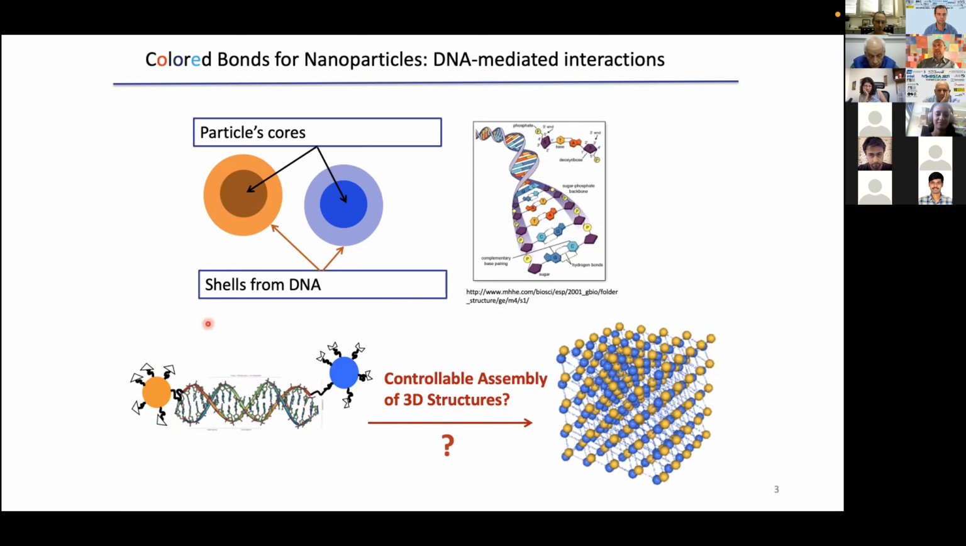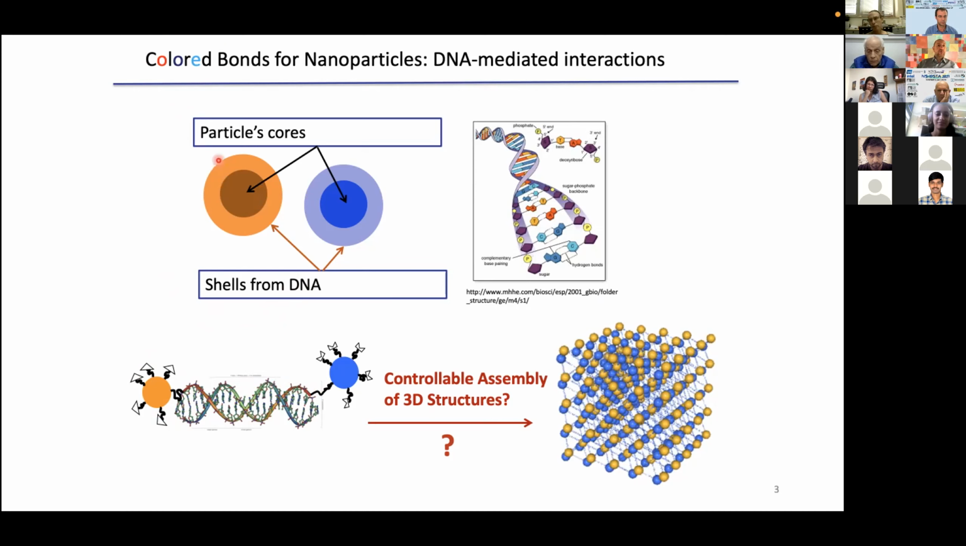And this can be happening in a pool of millions of other particles which might have a different type of DNA. So this kind of ability to introduce what we call colored interactions is quite unique, and I will show that this potentially opens the possibility to encode complex organizational structures.